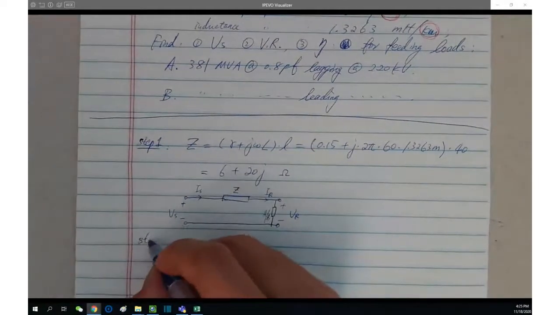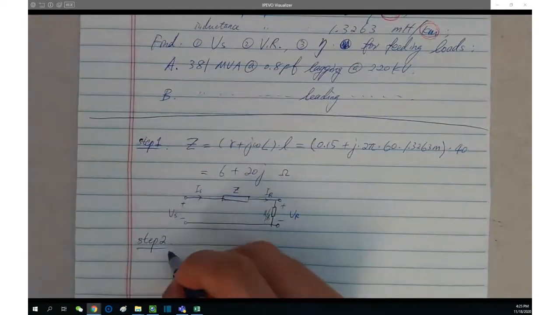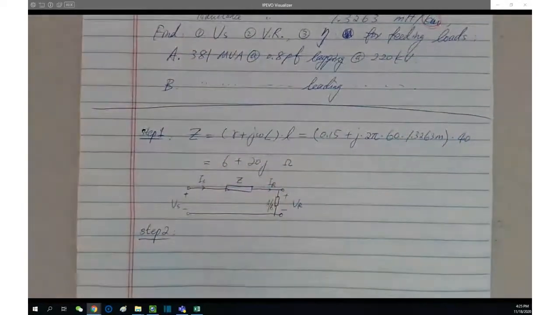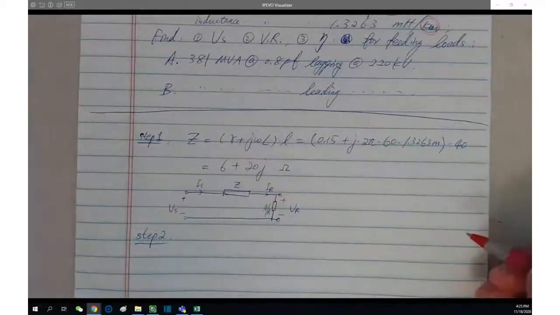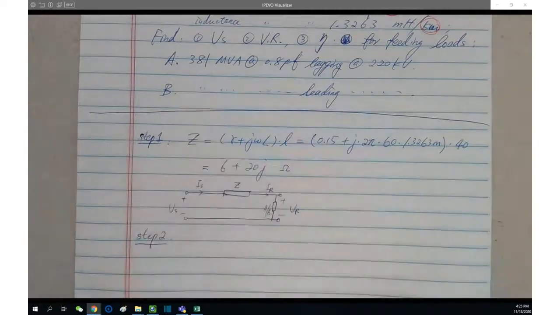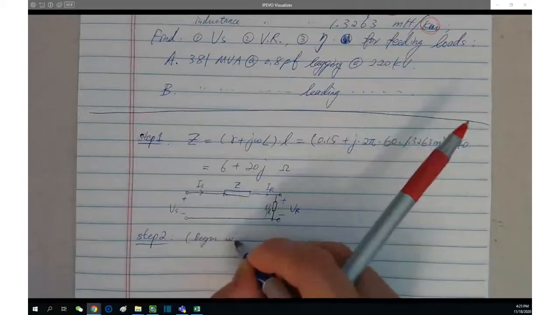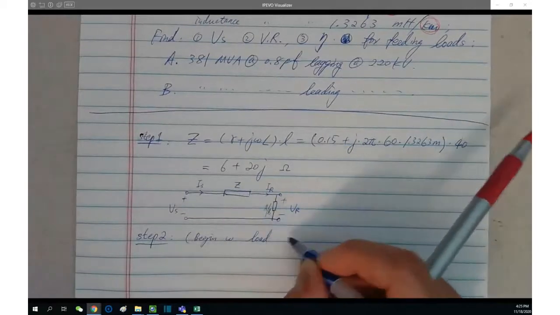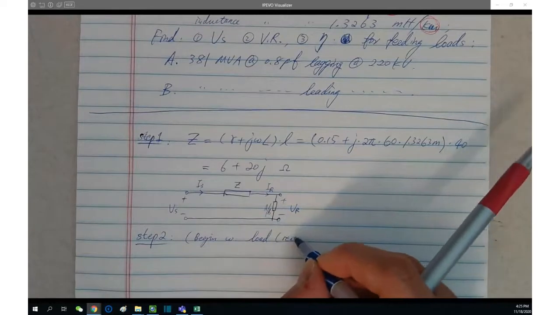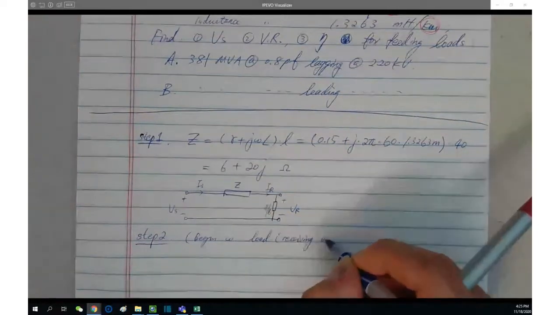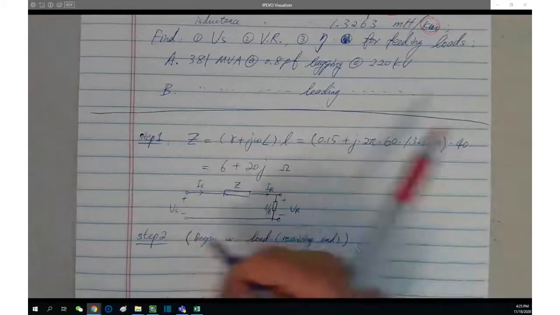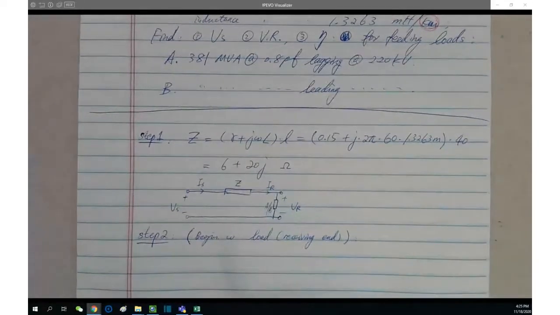Now let's talk about step two. Very, very important. What we are seeing, first of all, you need to begin with the load, or say the receiving end. In your mind, you need to begin with the information given about the load, the receiving end.